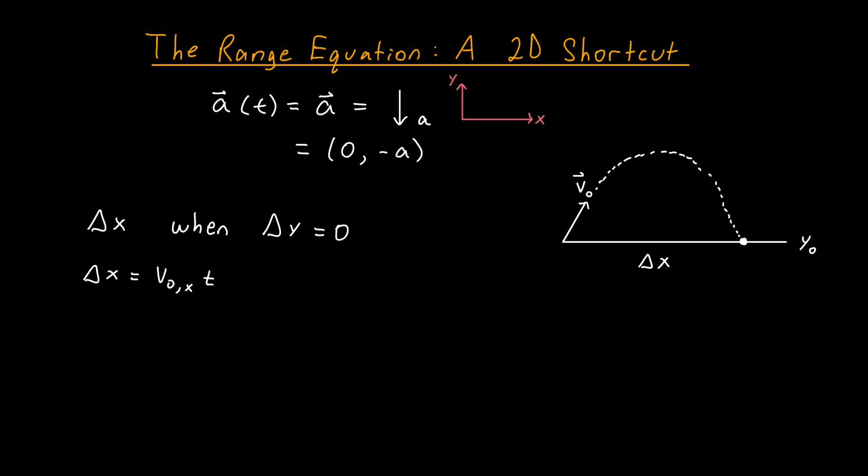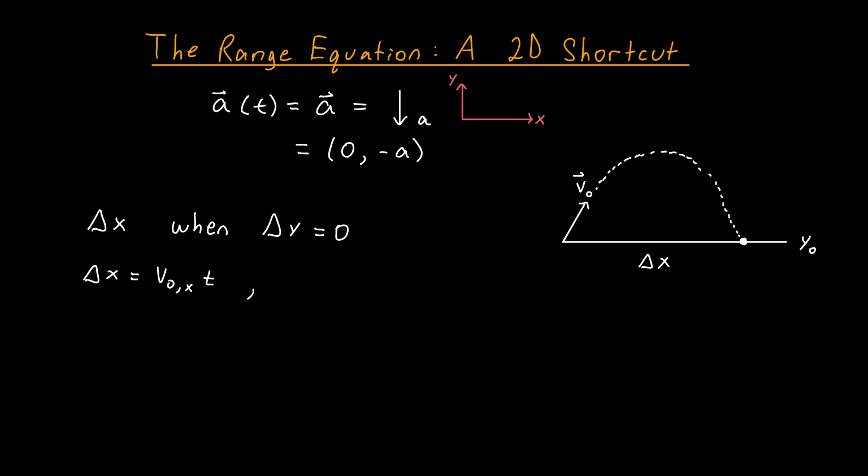Now, of course, we're not given off the bat how much time this particle has been traveling for. What we're given is how much it moved in the y direction, namely, it came back to its original y position, right? But time is what links x and y. So what we're going to do is solve for the time at which the y position is back to where it started, and just plug that into this equation for delta x, right?